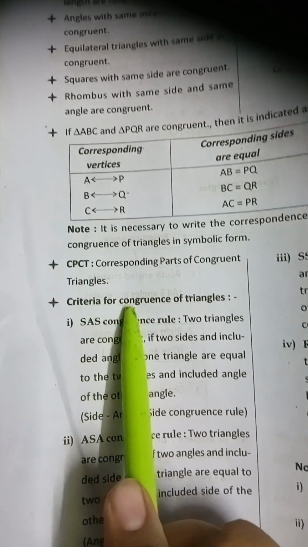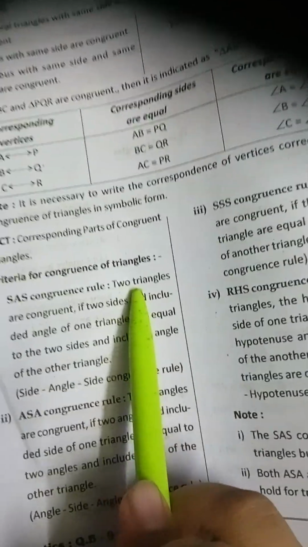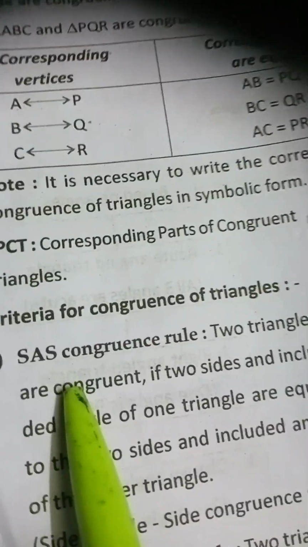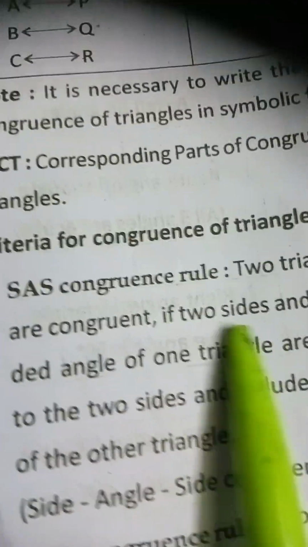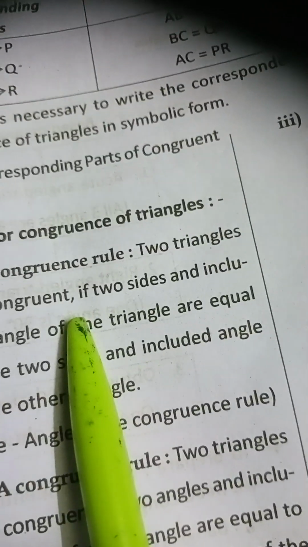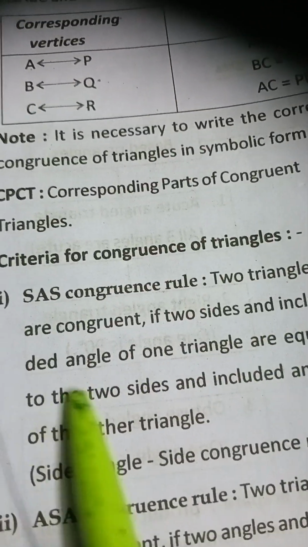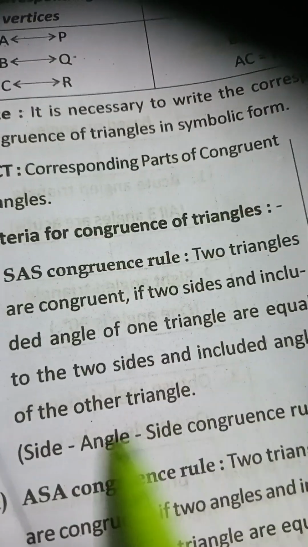Criteria of congruency of triangles. SAS congruence rule. Two triangles are congruent if two sides and the included angle of one triangle are equal to the two sides and the included angle of the other triangle. See this rule, guys.